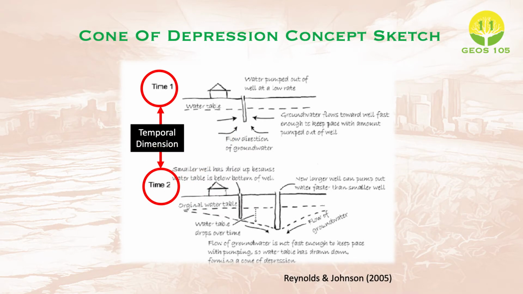The concept sketch on your screen shows a cone of depression that forms because of overpumping of groundwater. As we study this concept sketch, I want you to notice it is a two-panel sketch, which shows two stages of development, before and after overpumping. This concept sketch adds a temporal component to our explanation.